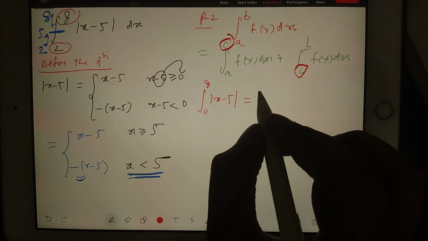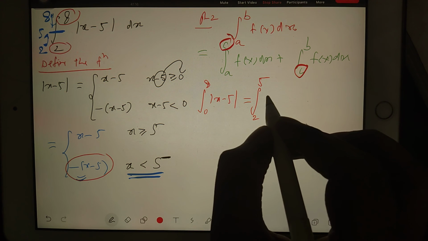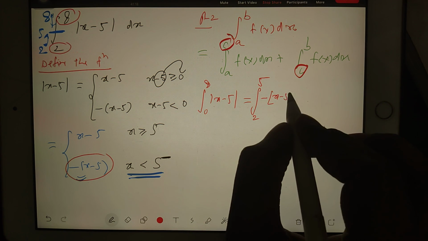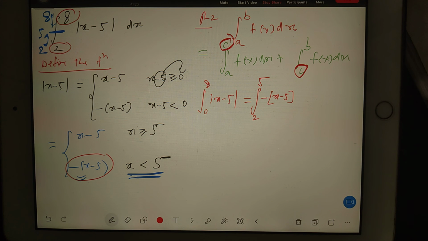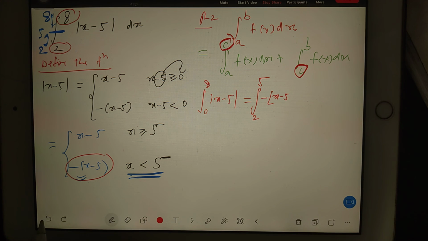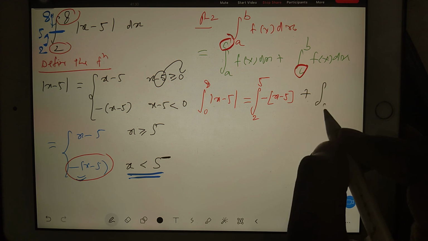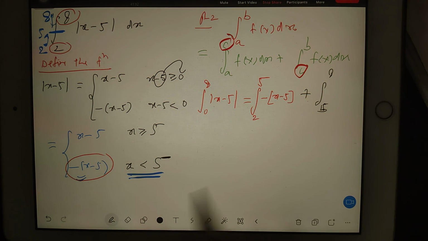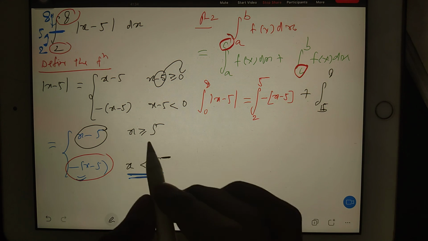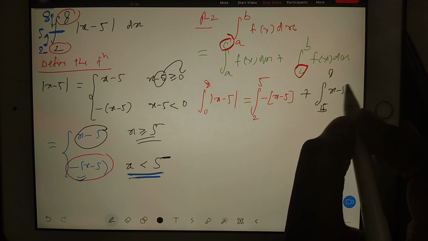It means this you will write as integration 2 to 5, then you will use this function like minus x minus 5. This is not mod here, don't be confused. Here no mod, here no mod, simple brackets I am using. And then plus 5 to 8. When you are solving for 5 to 8 you will be using this function because it is for more than 5, x minus 5, so you will write here x minus 5.